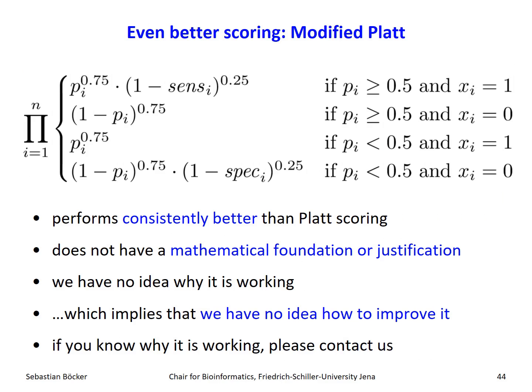Now, there was another scoring which was already presented in the PNAS publication, the original CSI:FingerID publication, and we called that modified PLAT. Now, the positive thing about this scoring is that it performs consistently better than the original PLAT scoring. Okay? On independent data, on every dataset we ever evaluated with, it always performs better. But what is not so nice is we have no idea why. Yeah? There's no mathematical foundation or justification for the score. It was simply trial and error. In the end, we came up with this score. It works better. Hooray.